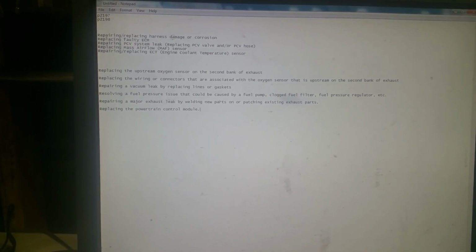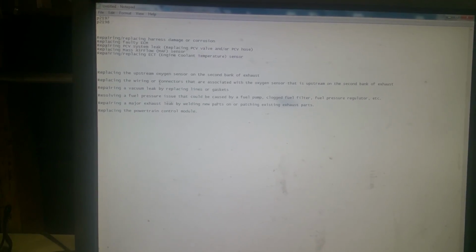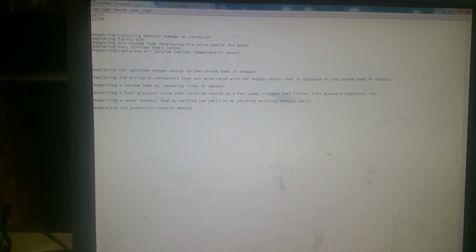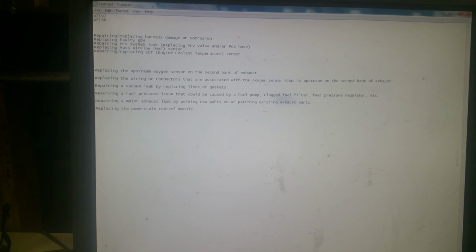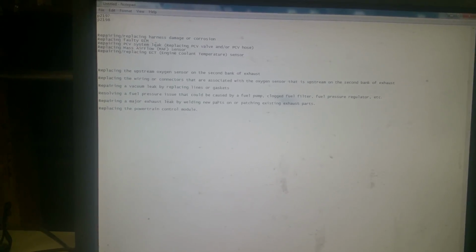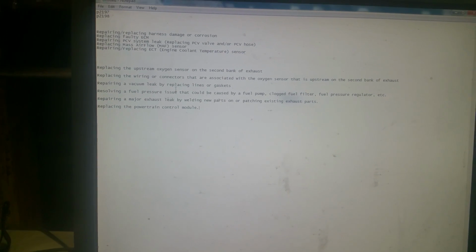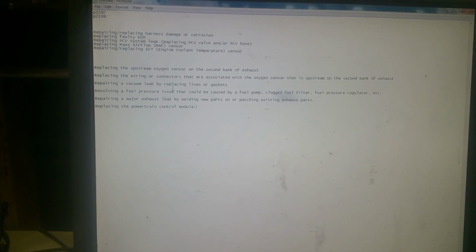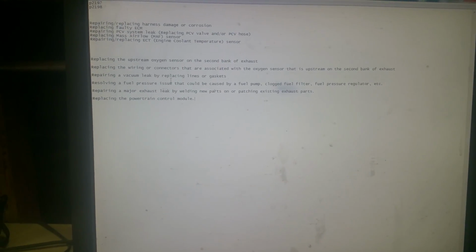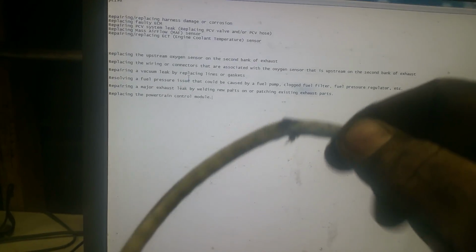We have replace the harness if damaged or corroded. We have wiring and connectors here on the P2198. On the P2197, we also have a PCV leak, which could be a vacuum leak down here on the P2198. So those are the two things that I would look for first. In this case, it was my O2 sensor and it was the wiring.